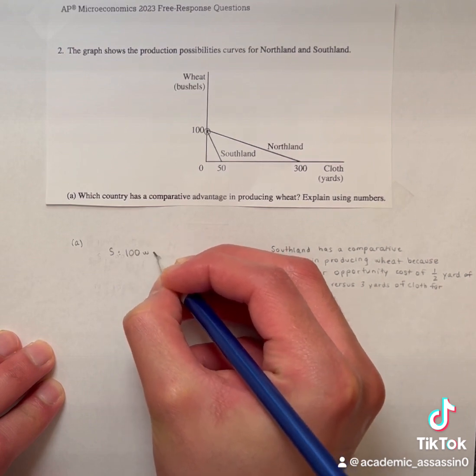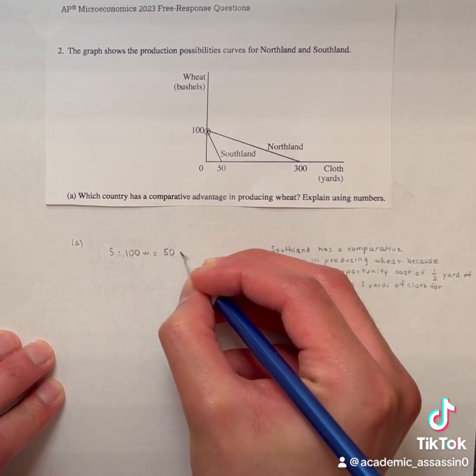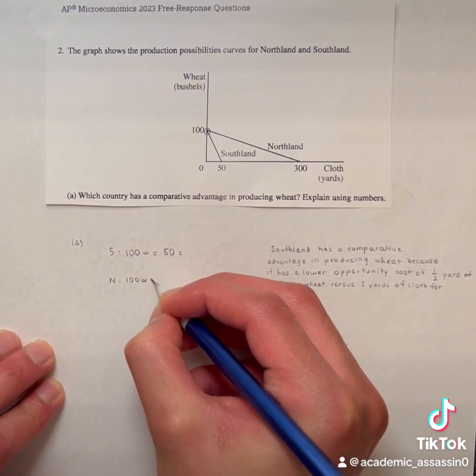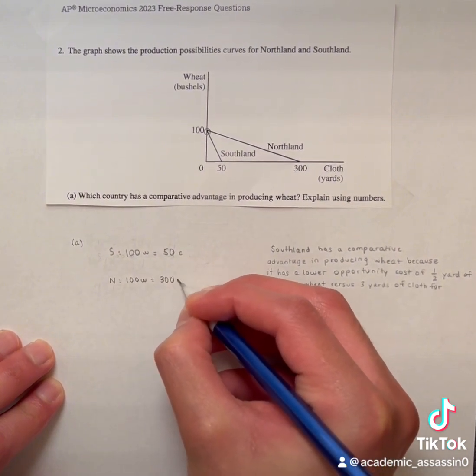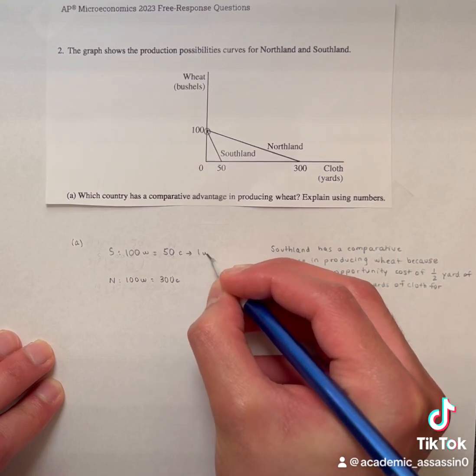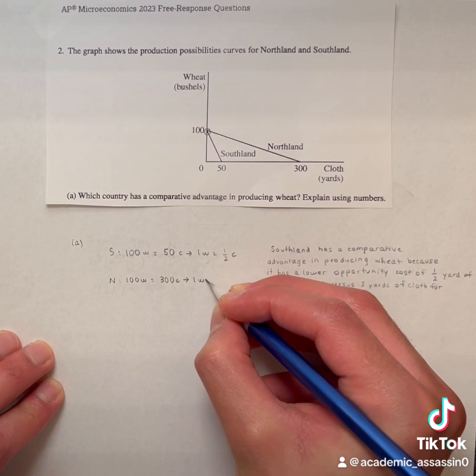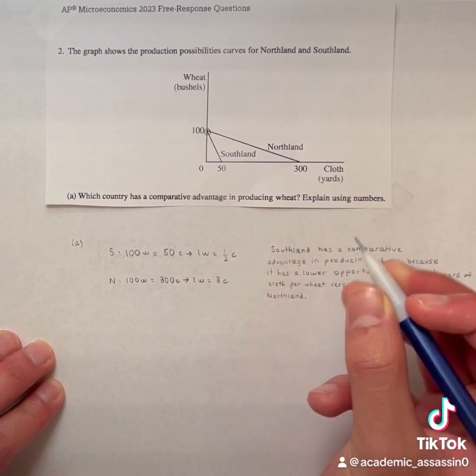So for Southland, 100 wheat is equivalent to 50 yards of cloth. For Northland, 100 wheat is equal to 300 yards of cloth. And so 1 wheat is half a yard of cloth. 1 wheat is 3 yards of cloth for Northland.